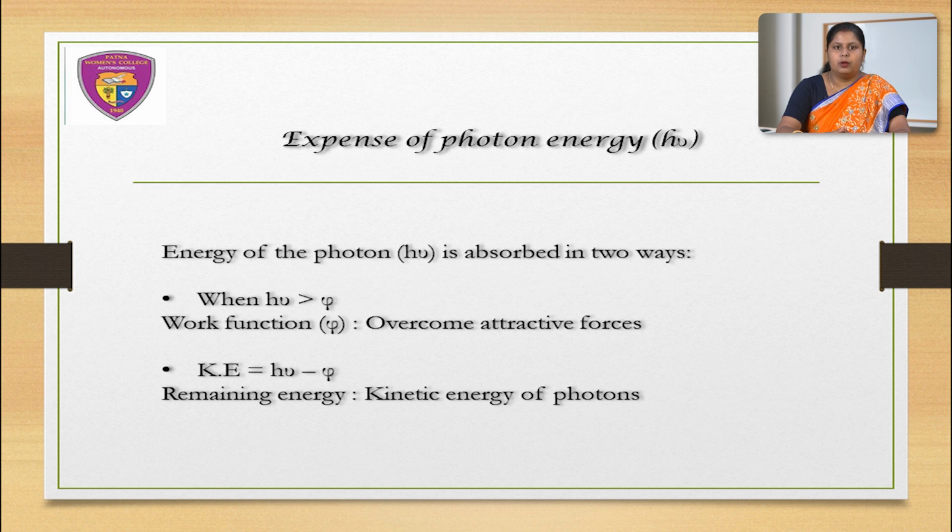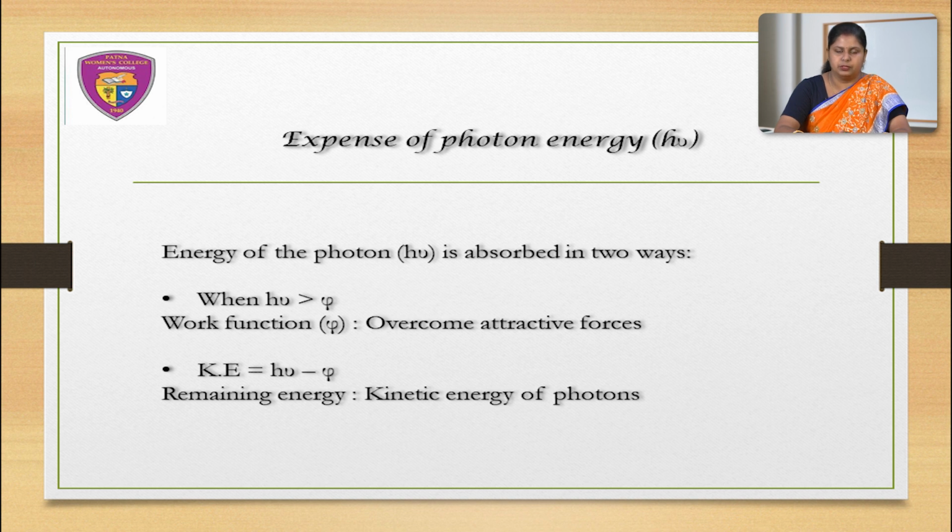When photons fall on the metal surface, h nu is absorbed by the electrons or reflected by the laws of optics. In the former case, the incident radiations penetrate several atomic diameters into the metal and electrons at different depths absorb this amount of energy from the incident photon. The energy of the photon h nu is absorbed in two ways. Firstly, emission occurs only when h nu is greater than phi.